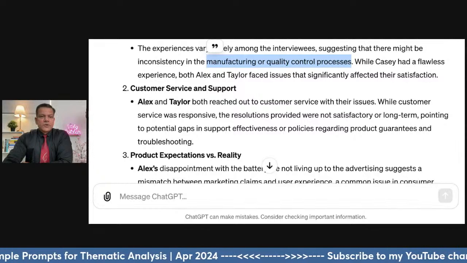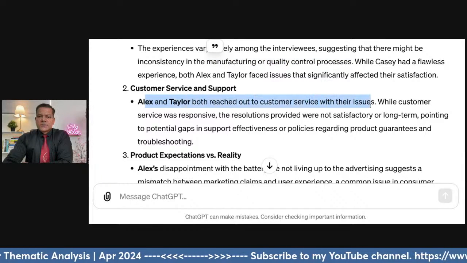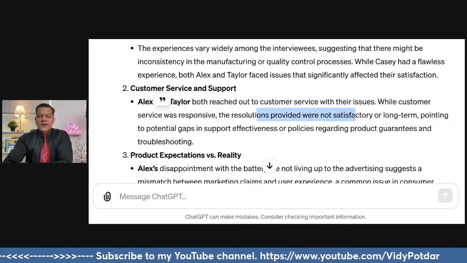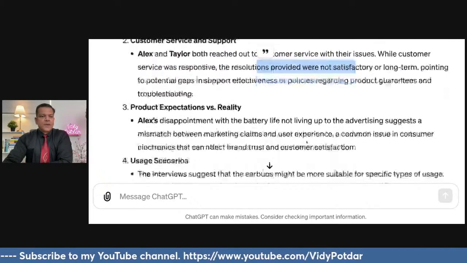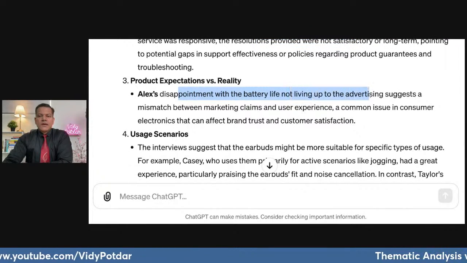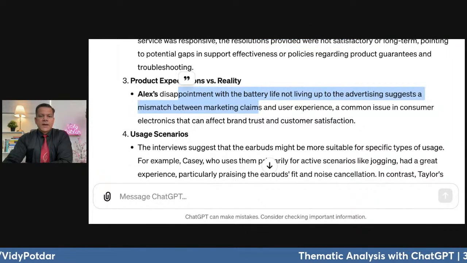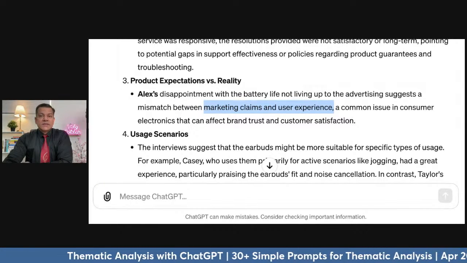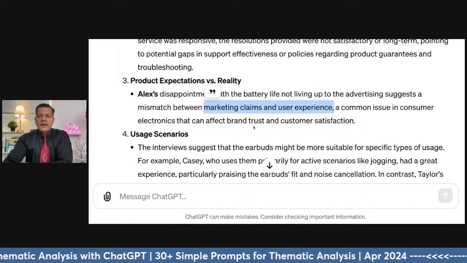Customer service and support: both Alex and Taylor reached out to customer service with their issues. While service was responsive, the resolutions provided were not satisfactory. Product expectations versus reality: Alex's disappointment with the battery life not living up to the advertising suggests a mismatch between marketing claims and user experience. Okay, so you're starting to make the connections now from your qualitative data.